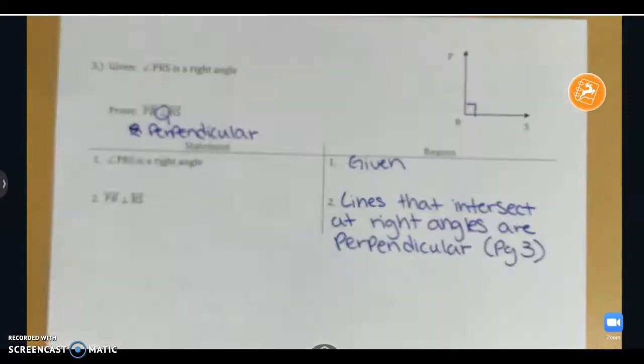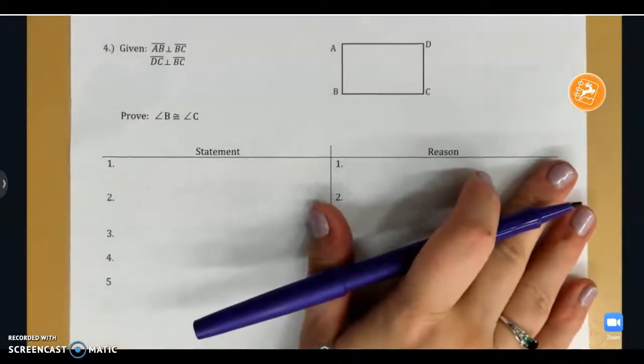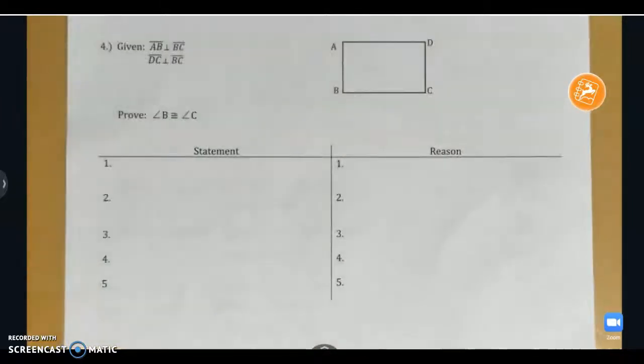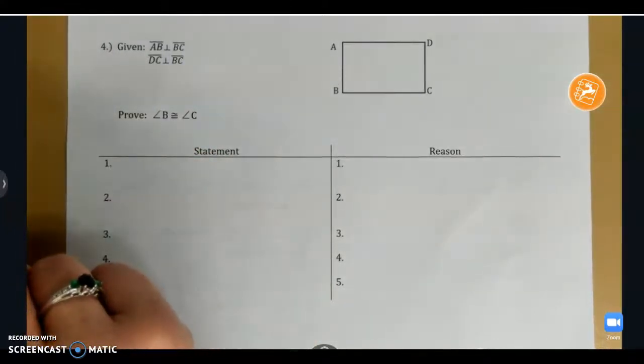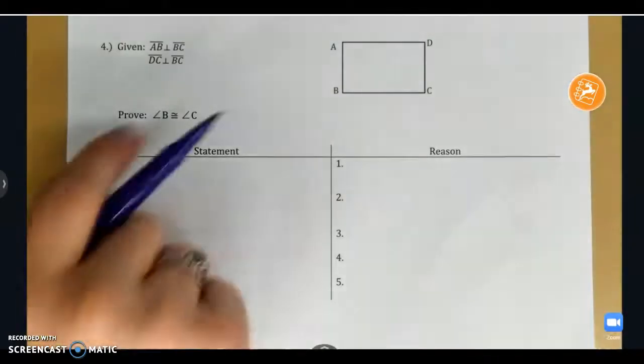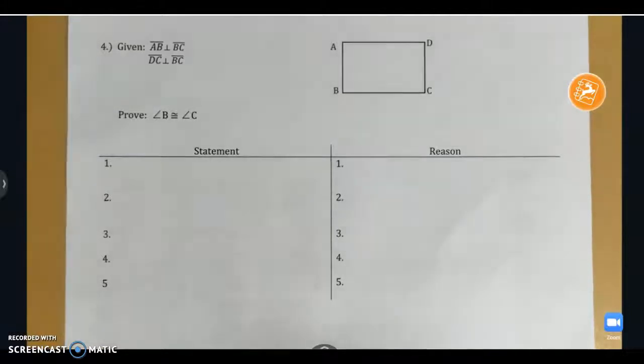Okay. All right, we've got one more here, and this time the statements are not already written for us, so we have to put these in sequential order. So we're given that AB is perpendicular to BC, and we're given that DC is perpendicular to BC. And we want to show that angle B and angle C are congruent.